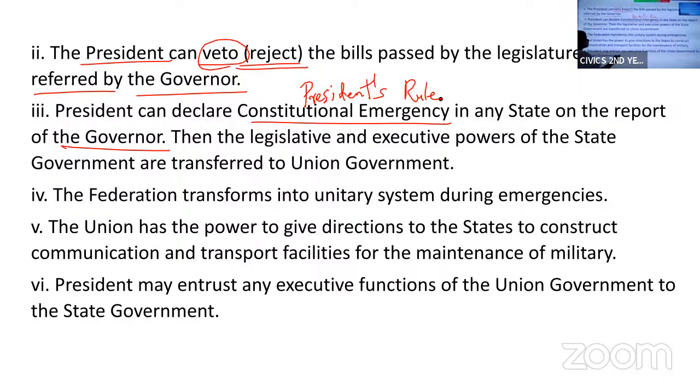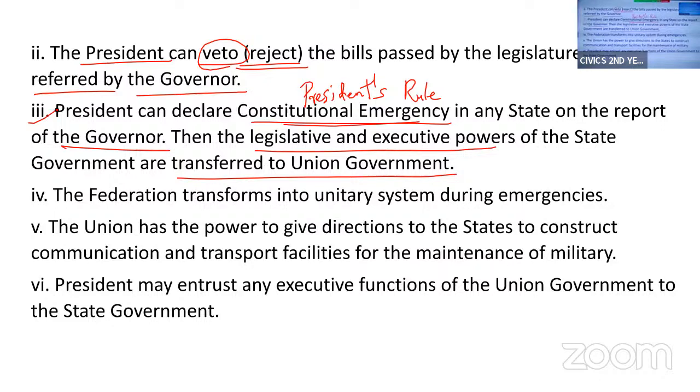On the report of the governor, the president can declare president's rule in the state. So when constitutional emergency is declared in any state, all the legislative and executive powers of the state are transferred to the union government. The state government does not function. The powers are transferred to the union government. I hope I'm clear with the third point.